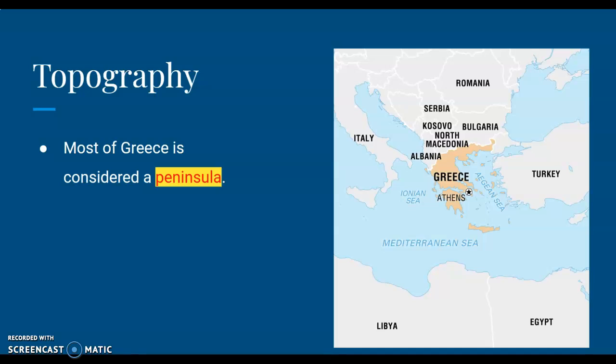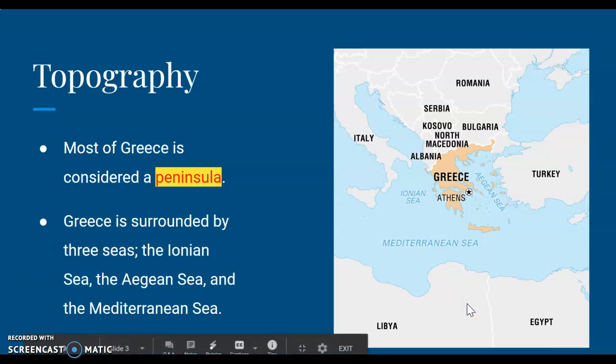Most of Greece is considered a peninsula. If you guys recall, peninsula means a land that is surrounded by water on all three sides. Greece is surrounded by three seas: the Ionian Sea, the Aegean Sea, and the Mediterranean Sea. If you look at this map here, you can see all three seas that surround Greece. Greece is everything that's covered in orange.